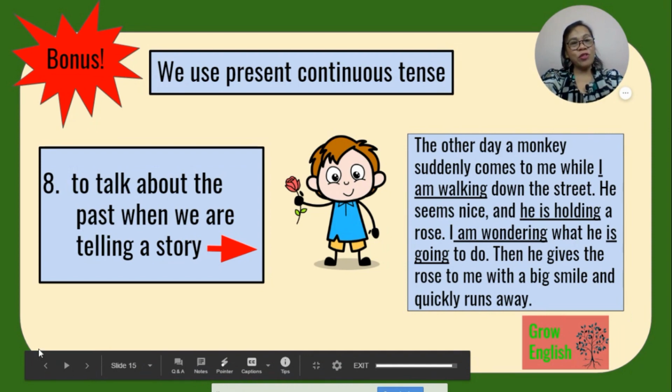Rule number 8 is to talk about the past when we are telling a story. You know what? We love to tell stories. Now, when you tell a story, you can use the present continuous tense. What do I mean by this? I have here the example.